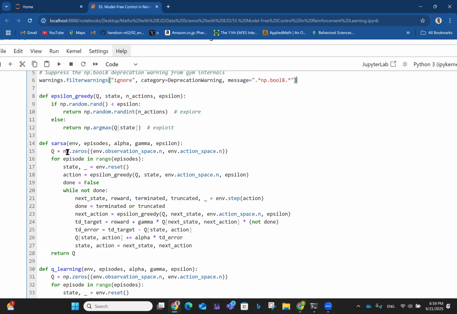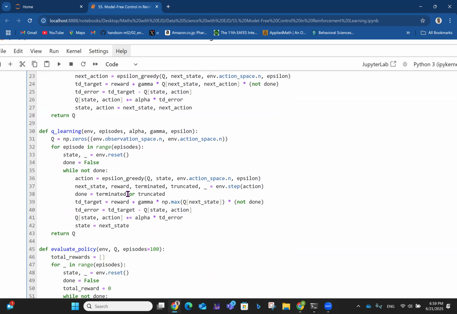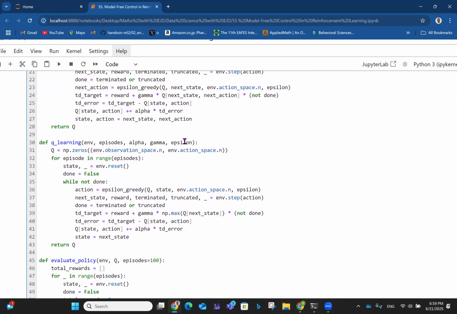Then we define SARSA. We do this whole thing for SARSA, with environment, episodes, alpha, gamma, epsilon, the Q table and all the rest of them. All the maths we've talked about is what we have coming here. Then we have Q learning. Of course, we're comparing SARSA with Q learning, so we do about the same, following all the maths we've done previously.